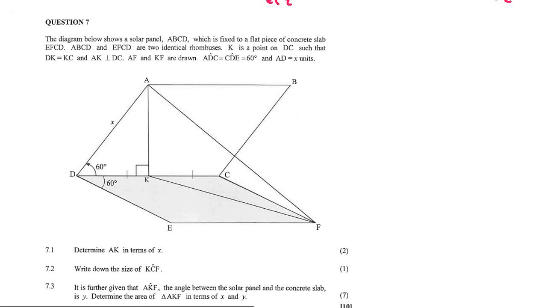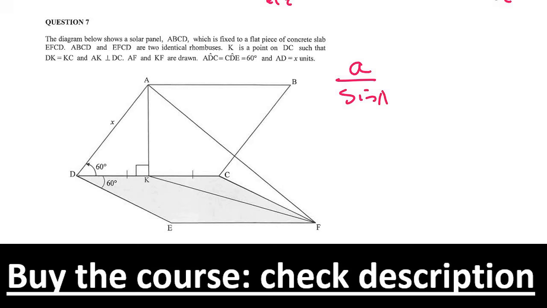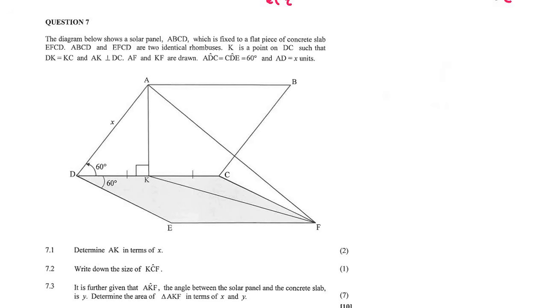Alright guys, question 7. Question 7.1 says, determine the length of AK in terms of x. Now, a lot of you grade 12s and 11s, when you get to grade 11, you learn about the new formulas like A over sin A equals B over sin B. And then you forget about the normal grade 10 trigonometry, which is when you have a 90-degree triangle, you can use the normal sin, cos, and tan. You don't have to, but you can if you want to. So I'm going to do that.